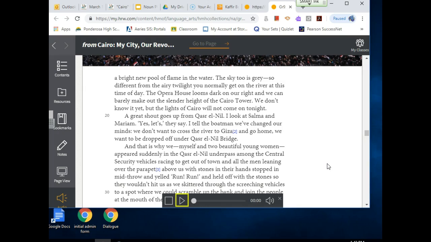Yeah, at that first line on line 20, she says a great shout goes up. I look at Selma and Miriam. Yes, let's, they say. So they get like re-motivated and kind of like hyped up. Like that was their hype man, right? Like those shouts in order to like get back into the demonstration. Okay?